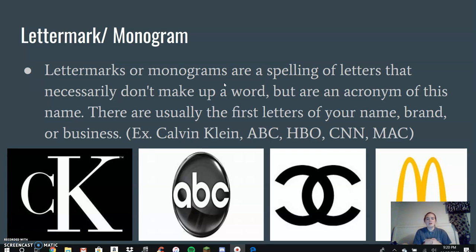known as the American Broadcasting Company. These all represent some form of clothing, TV channels, or your favorite restaurant like the McDonald's sign.